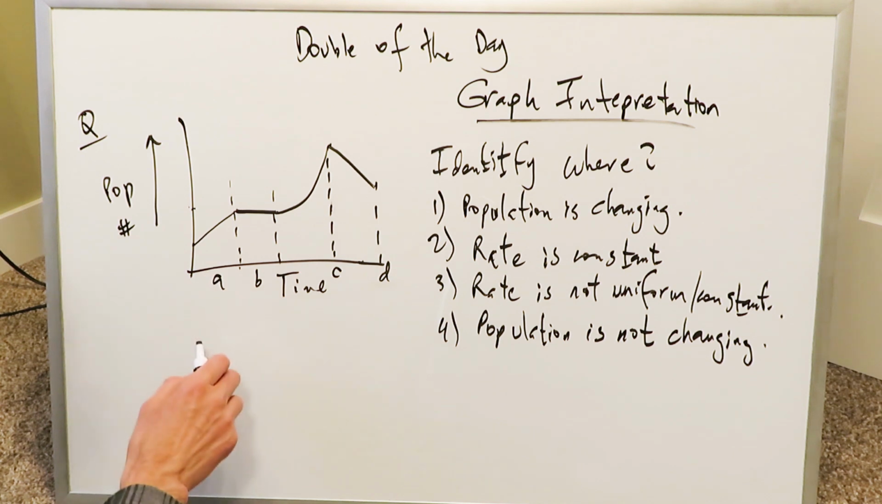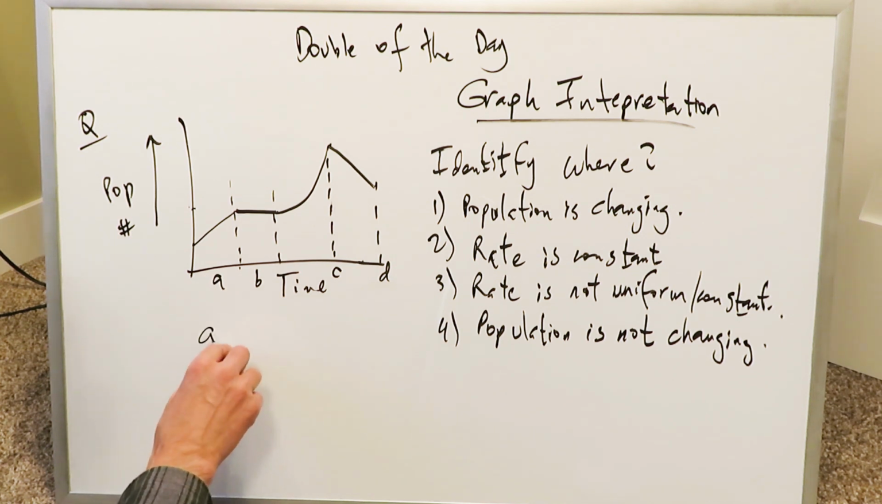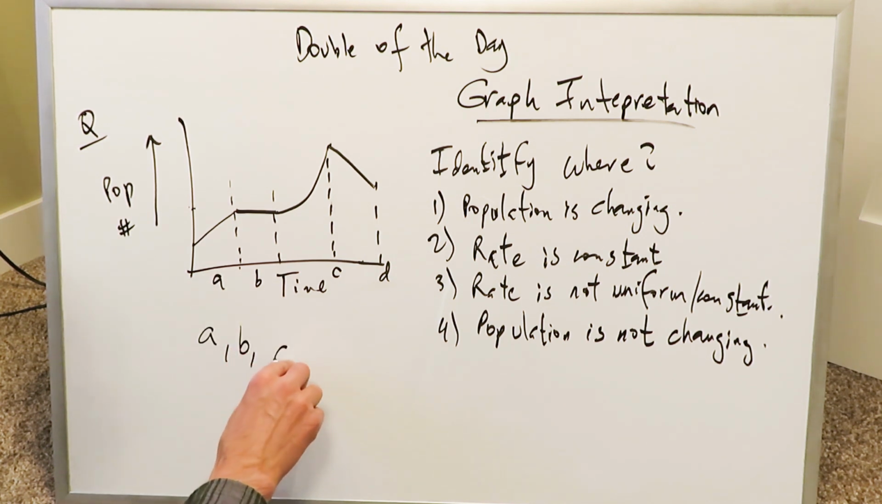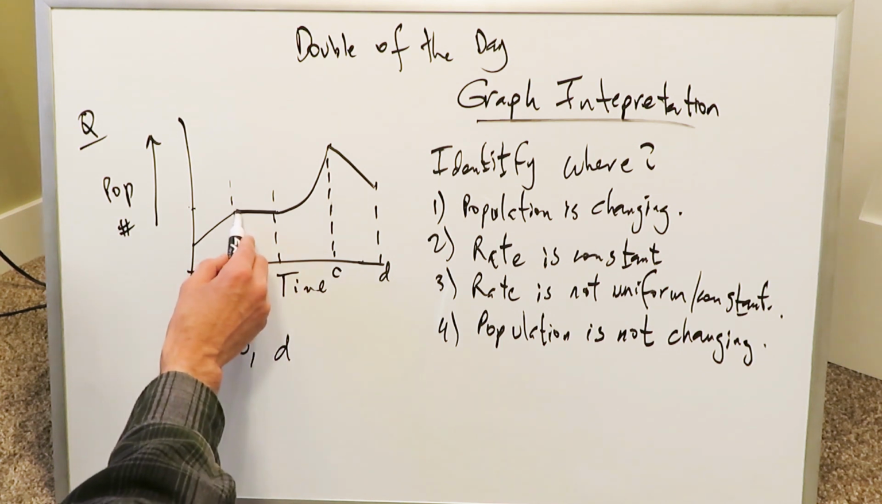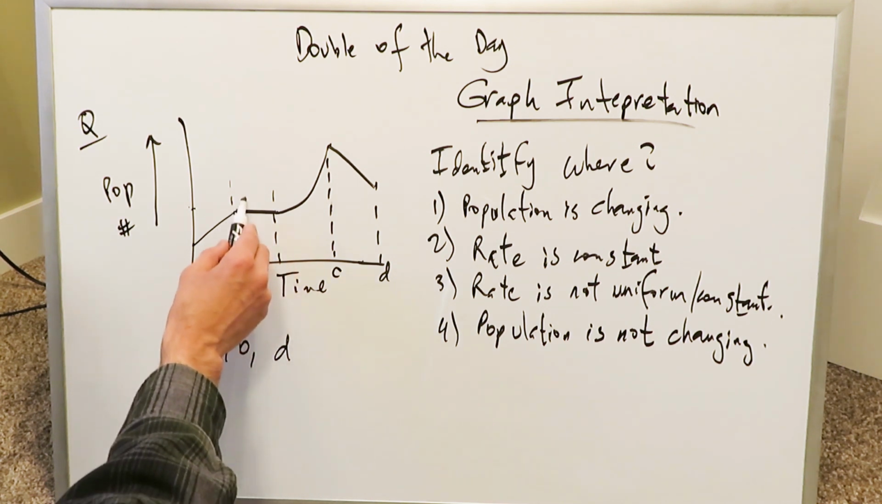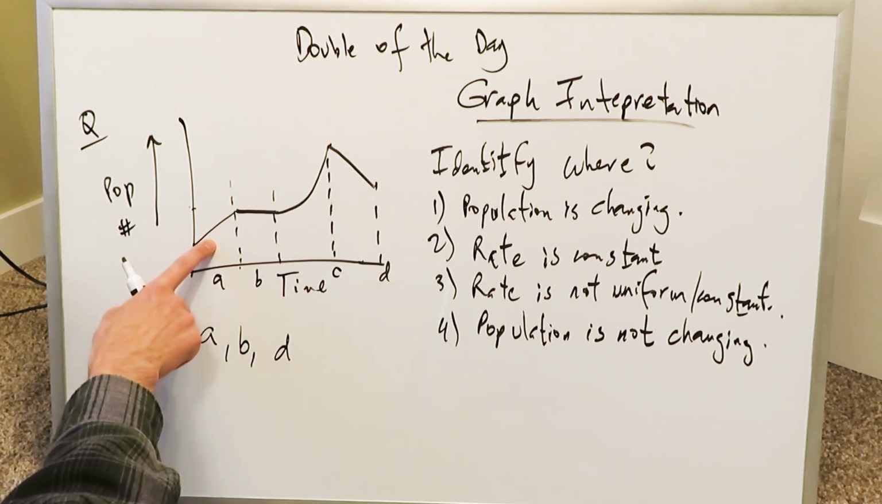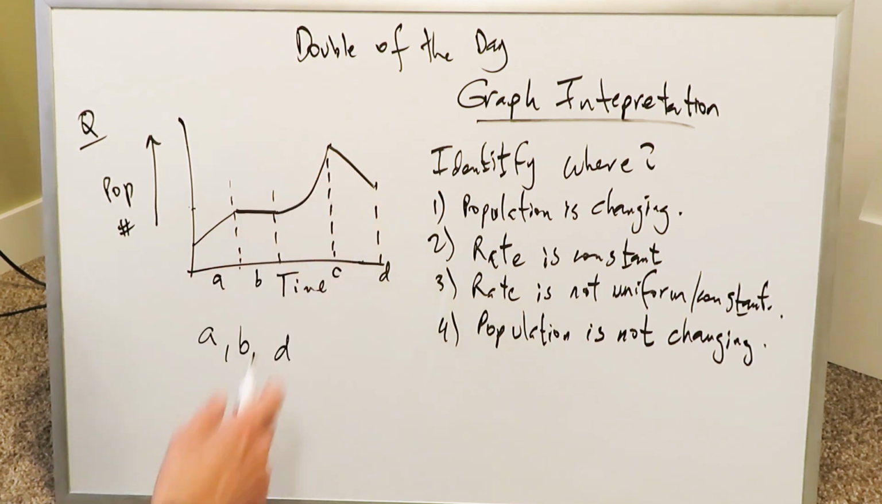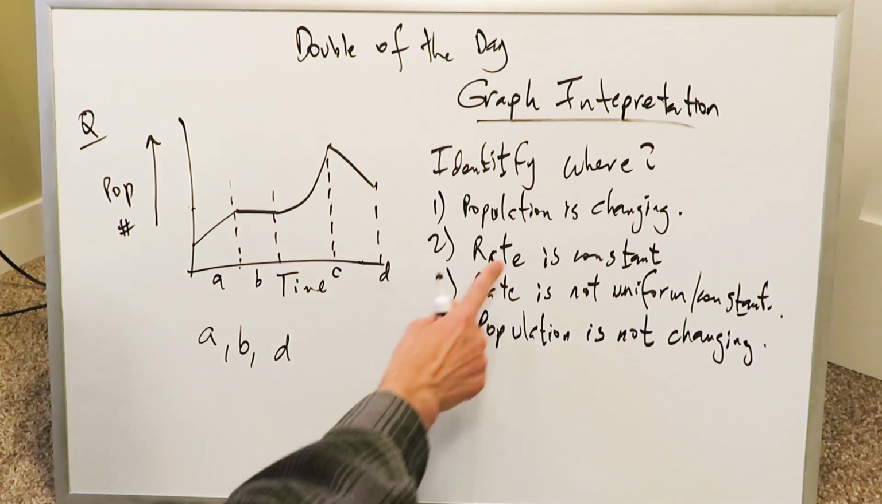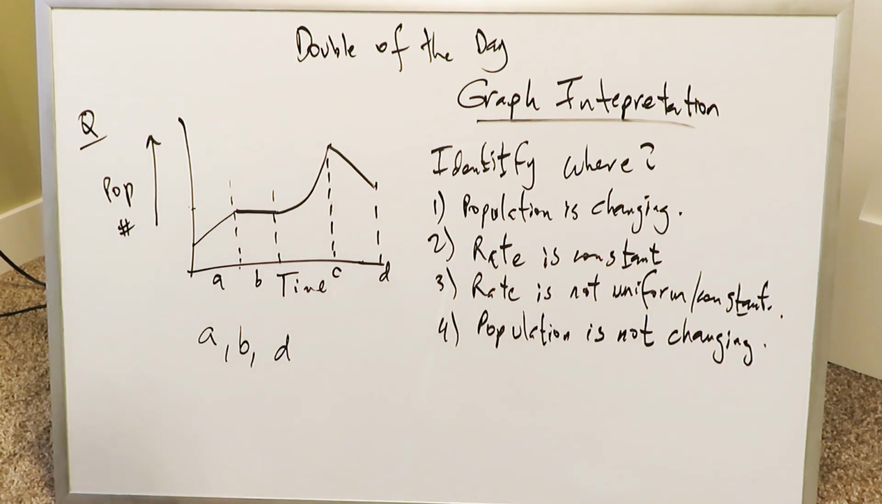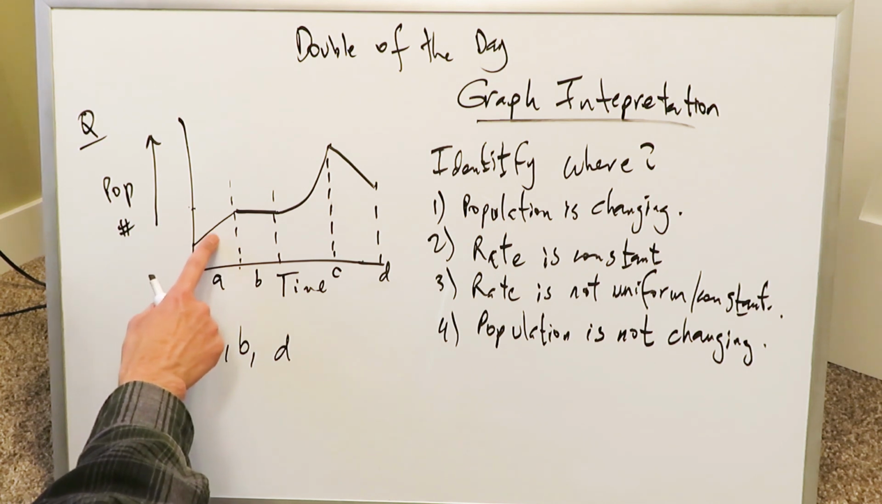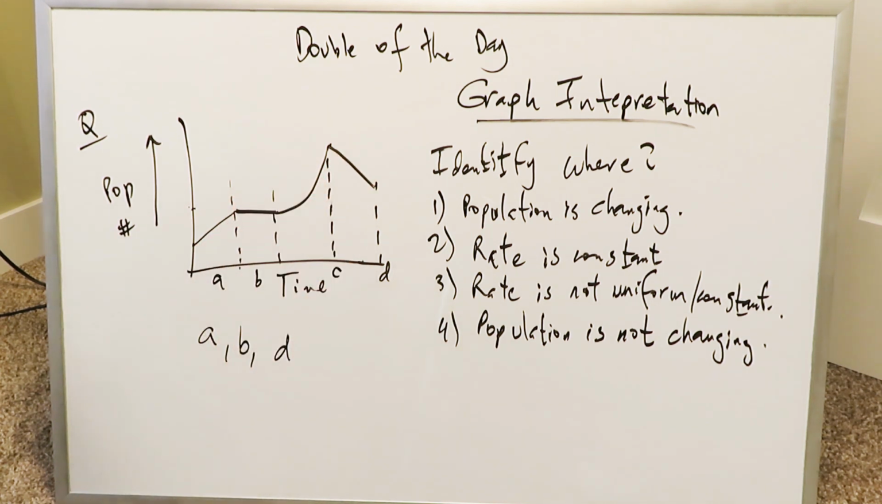I see a constant slope in 3 intervals: interval A, interval B, and interval D. Even though in interval B the line is flat, the slope being 0, it's still constant. Here it's linearly constant, and in interval D this decline is linearly constant. So the rate is constant wherever in the function you're seeing straight lines. I see straight lines in interval A, B, and D. So that would be the answer to number 2: A, B, and D.